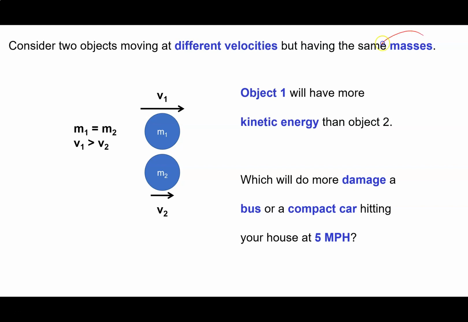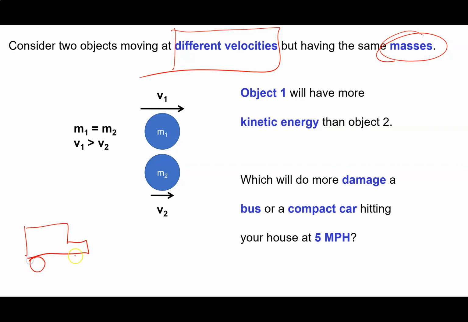Similarly, if I have two objects that have the same mass, that are moving at different velocities, then how is that going to affect their kinetic energy? Well, hopefully what you can see is that the object that is moving faster will have more kinetic energy than the object that is moving more slowly. So if I drive a truck, really bad picture of a truck, into your house at 2 miles per hour, it's not going to do a lot of damage. If I drive the same truck into your house at 60 miles per hour, it's going to do a lot of damage, right? It has more kinetic energy.